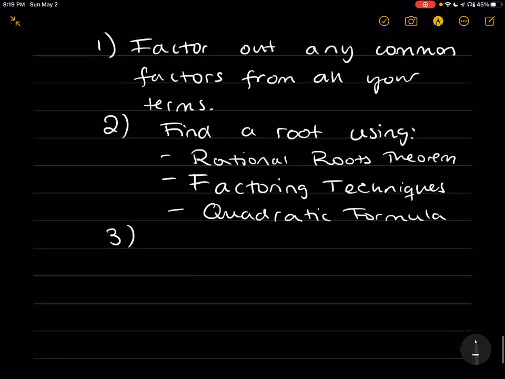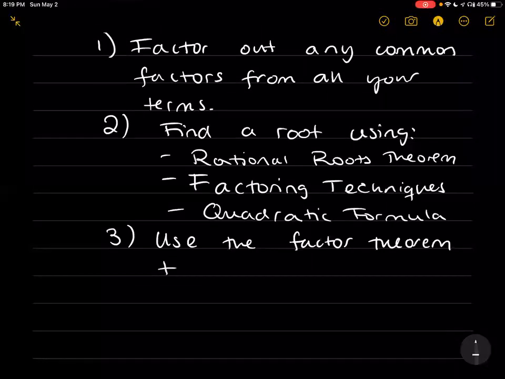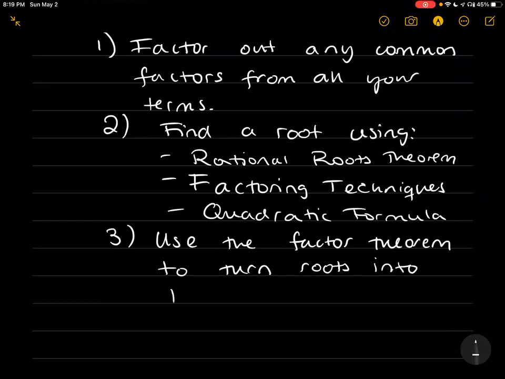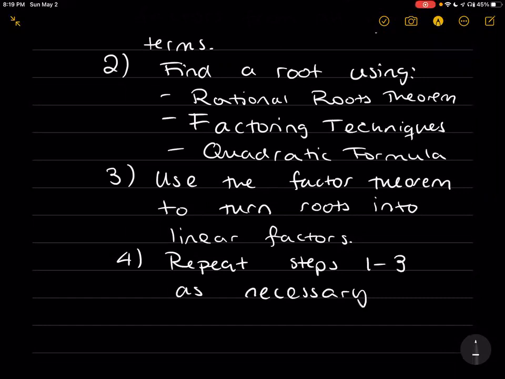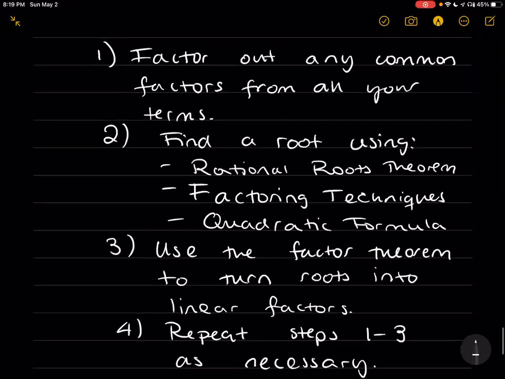And then three is use the factor theorem to turn roots into linear factors. And then lastly, step 4 is repeat as necessary. So those are the steps to completely factor a polynomial.